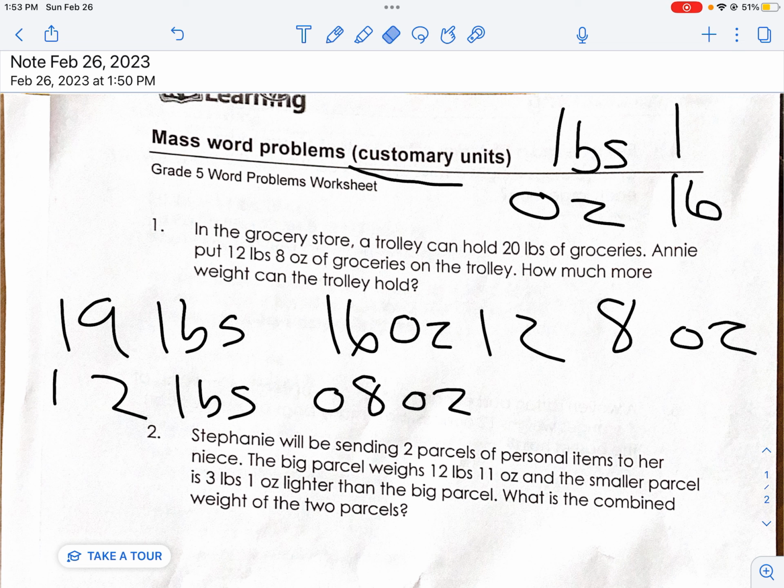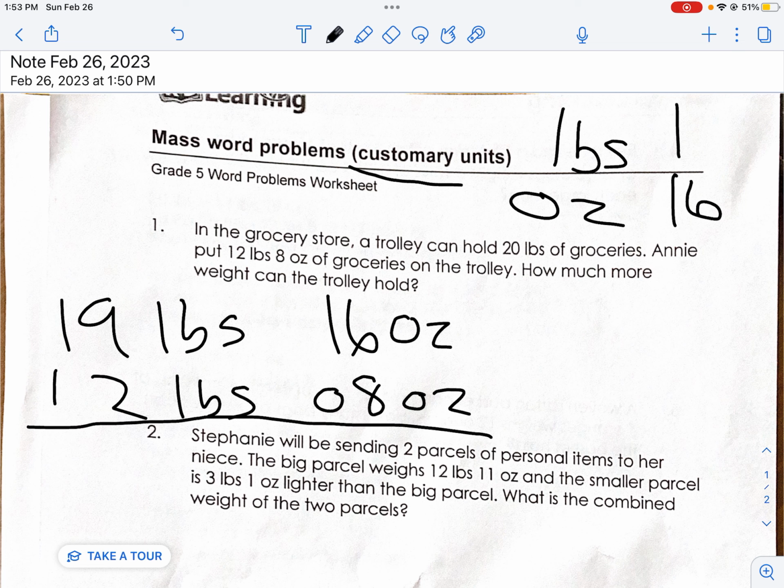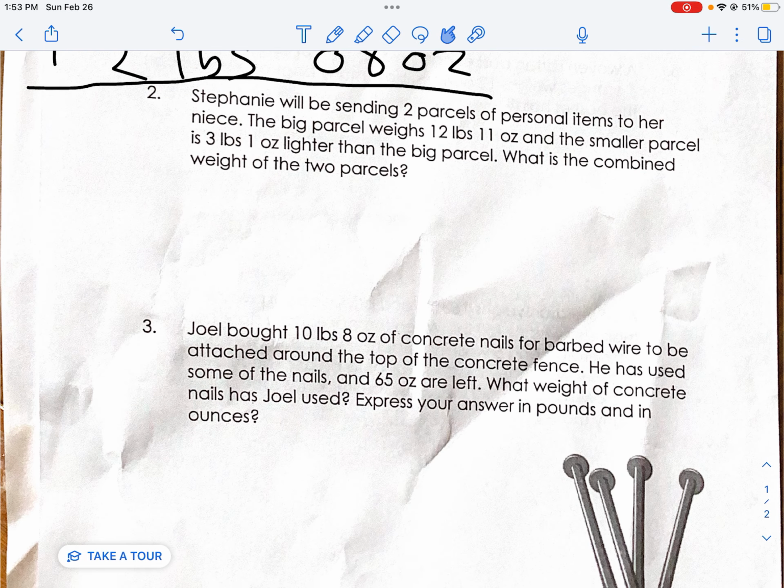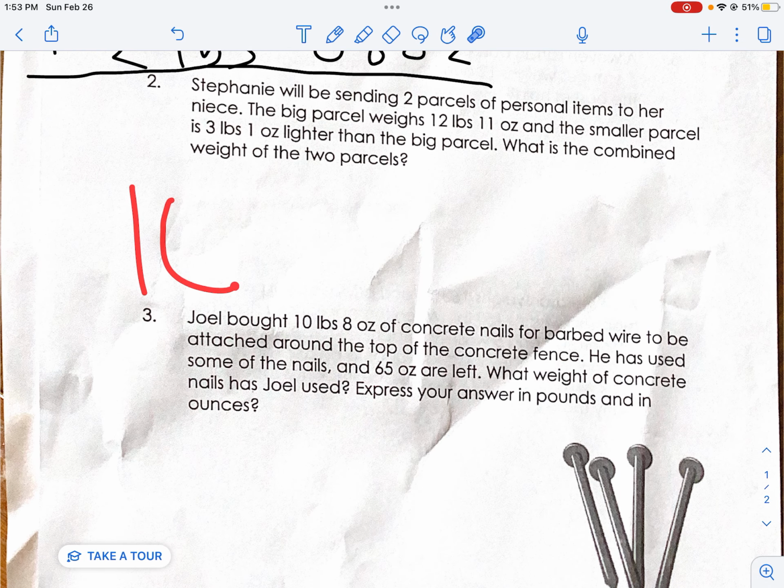And the reason I do this is because I can't just take pounds minus ounces because they're not the same units. So now that I have everything in the same units, and it's kind of like borrowing. So I borrowed 1 from the pounds and I added it to the ounces. And instead of adding 10 like we normally would, we're adding 16. So 16 minus 8 is 8. And 19 minus 12 is 7. So she can have 7 pounds, 8 ounces more. Remember, there is 16 ounces in a pound.